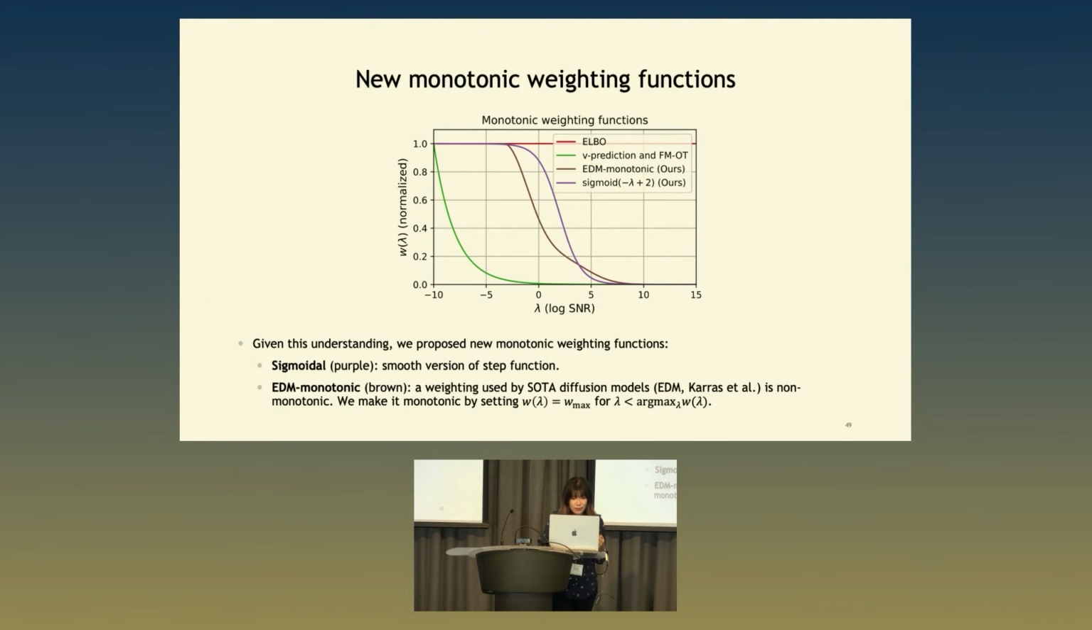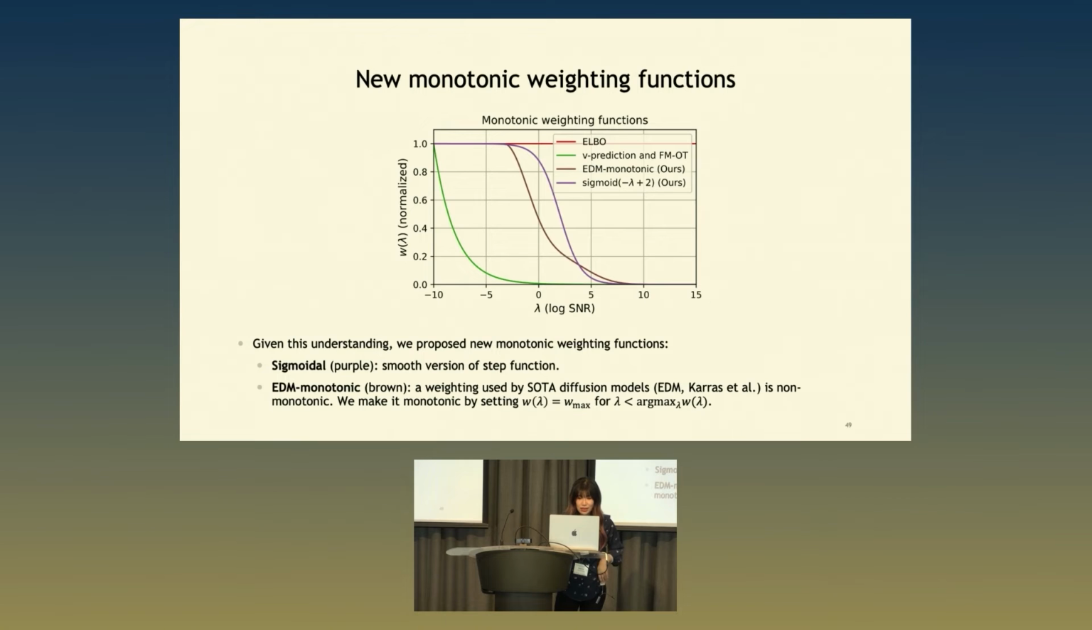And the second one, we name EDM monotonic. The motivation is that we found the weighting used by a state-of-the-art diffusion model, this EDM paper, is a non-monotonic weighting function. But we can make it monotonic by setting the weighting on the left-hand side of the argmax value of lambda to always be equal to W max. So originally it's a bell shape, and we just set the left-hand side of it to be constant at W max.